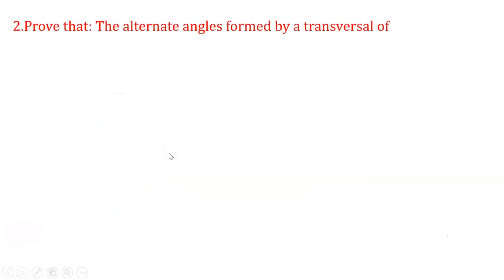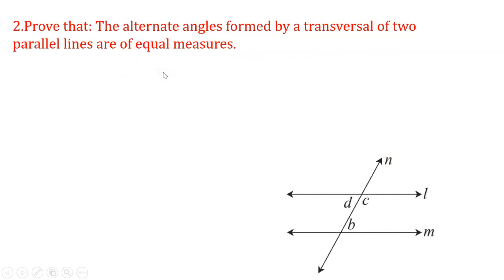Now next, question number 2. Prove that alternate angles formed by a transversal of two parallel lines are of equal measures. Okay. Now see this here. The two lines are parallel here. Line L is a parallel to line M. N is their transversal. Okay.